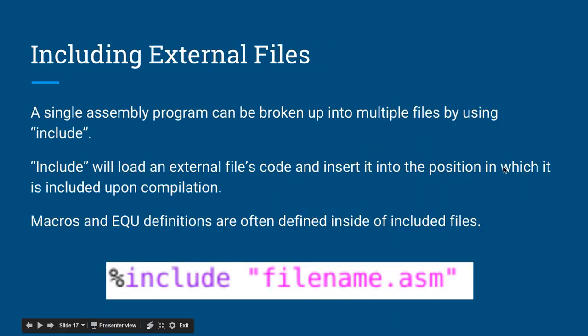So one last thing, I also want to look at including external files. A single assembly program can be broken up into multiple files using include. Include will load an external file's code and insert it into the position in which it is included upon compilation. Macros and EQU definitions are often defined inside include files. So to use an include, you put %include and then put the name of the file to include in quotations.